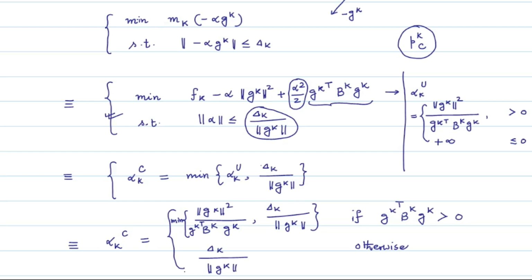So once we have found this alpha kC, then the Cauchy step pkC is given by minus alpha kC times the gradient of the objective function. This is called a Cauchy step for the trust region subproblem.